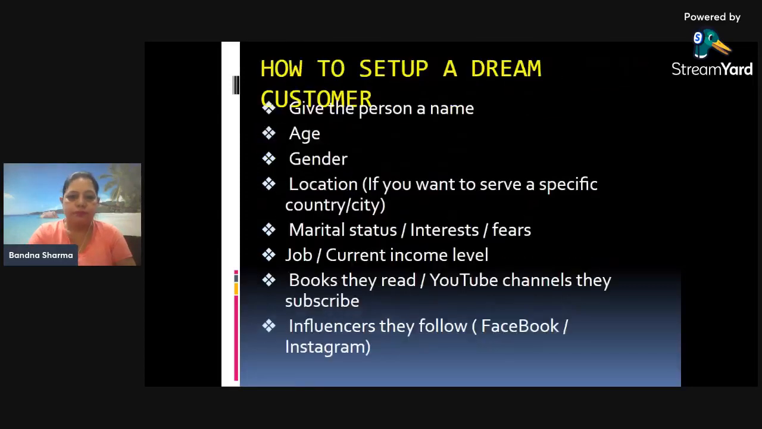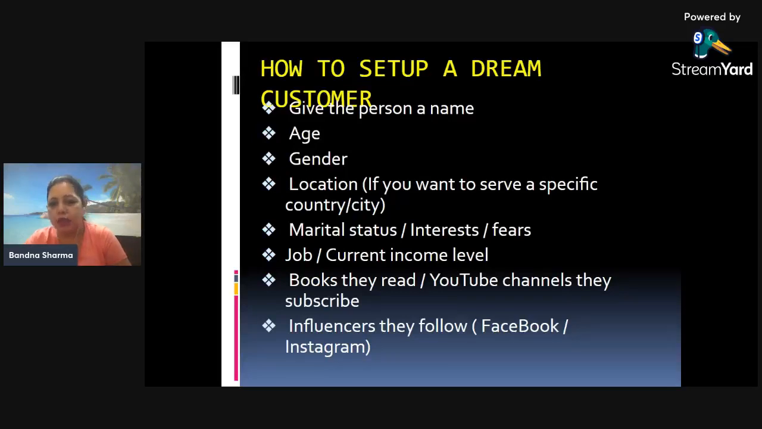So now the thing is how to set up a dream customer. Now you have identified the person whose problems you can solve, right? And now you can set up a dream customer for yourself. There are some steps you can go for. First thing is that give that person a name.